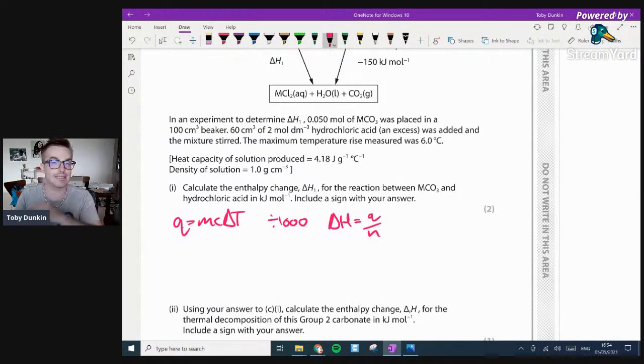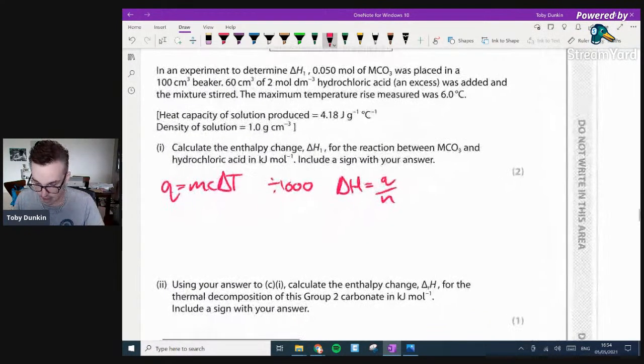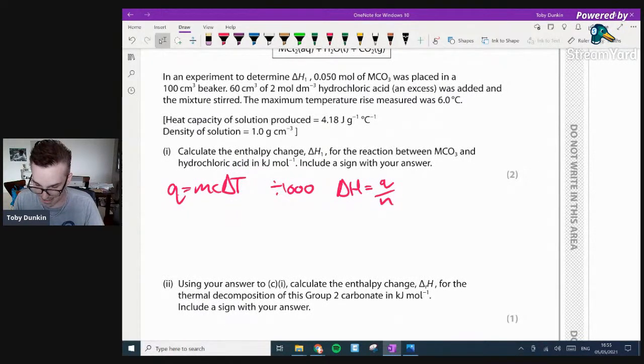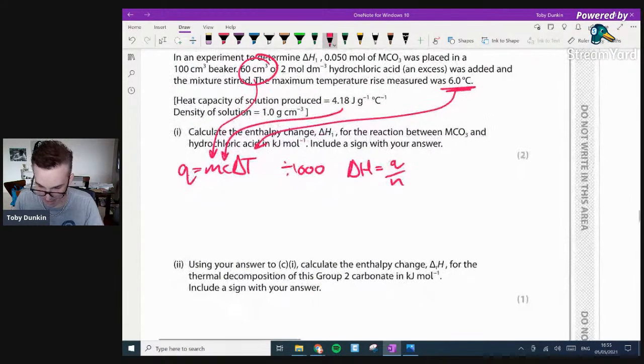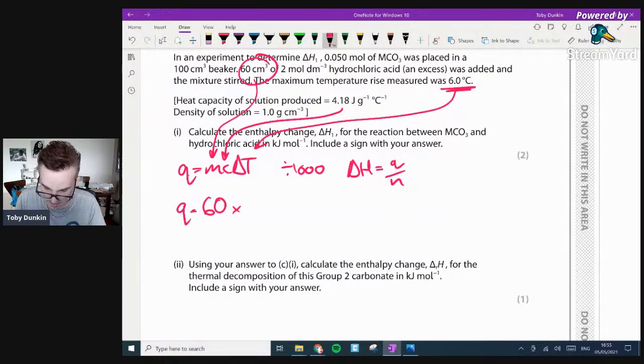You should always spit these equations out when you see calorimetry, because you're going to be using them all the time. So the first thing we realize is we've been given the temperature rise. We've got the heat capacity of the water, and we've got the volume of the water, which is 60 centimetres cubed. So we've got everything we need to work out Q. Right, so Q equals the mass of the water, which is the volume of the hydrochloric acid, times by the heat capacity of 4.18, times by the temperature rise of 6 degrees. Don't forget, at the end of this calculation, you must remember to flip the sign, because it's exothermic. Just bearing that in mind.